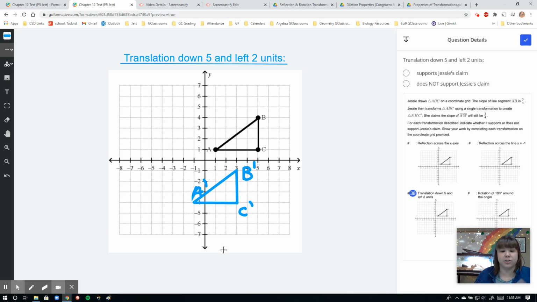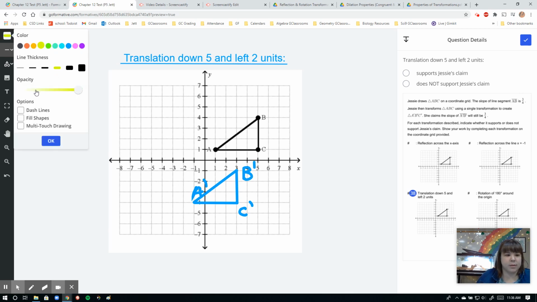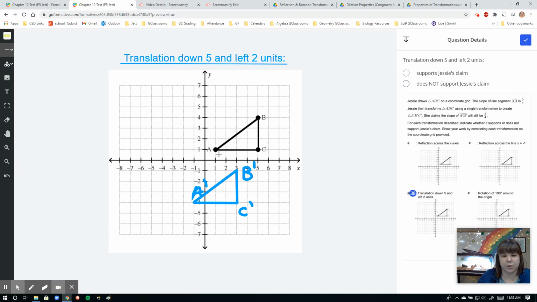Okay, so we did a translation. Let's look at the slopes of A, B, and then A prime, B prime. Here's A, B. Again, Jesse claims that it is 3/4. So our question is, does this new image have the same slope? The lines are going in the same direction, so it might be possible. Let's actually calculate the slope. We go up 1, 2, 3, so positive 3 over, we go to the right, 1, 2, 3, 4. So yes, it is 3 over 4.